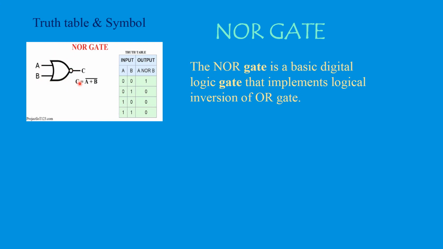And this is the output logic expression. C is equal to A plus B the whole bar. Remember, it should be the whole bar. And coming to the truth table, as I told you, it speaks about the input-output operation. Here I should have the inverse operation of your OR gate. So what is your OR gate? When either of the inputs is high, I'll have my output high. Wherein, look at this, when both my inputs are low, I'll have a high logic. For all other cases, low logic. The inverse operation of your OR gate.